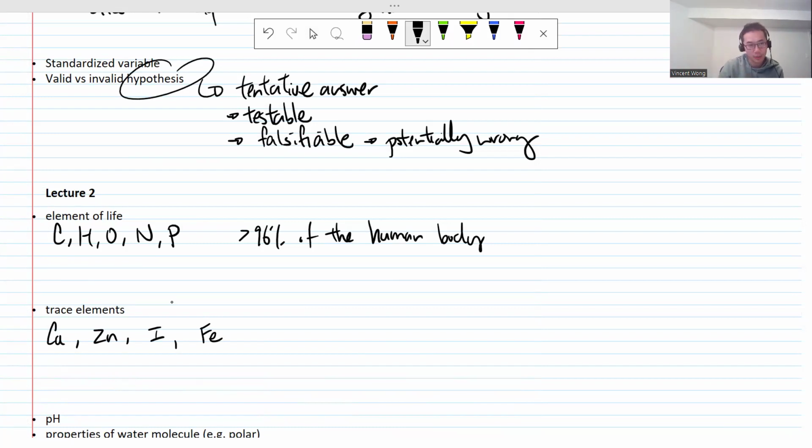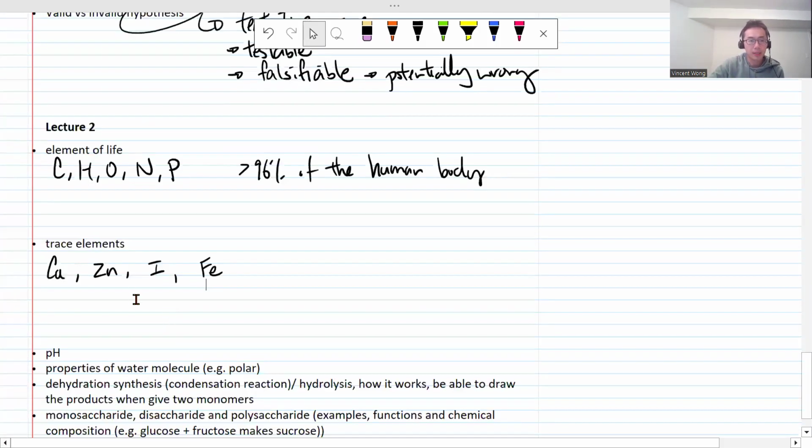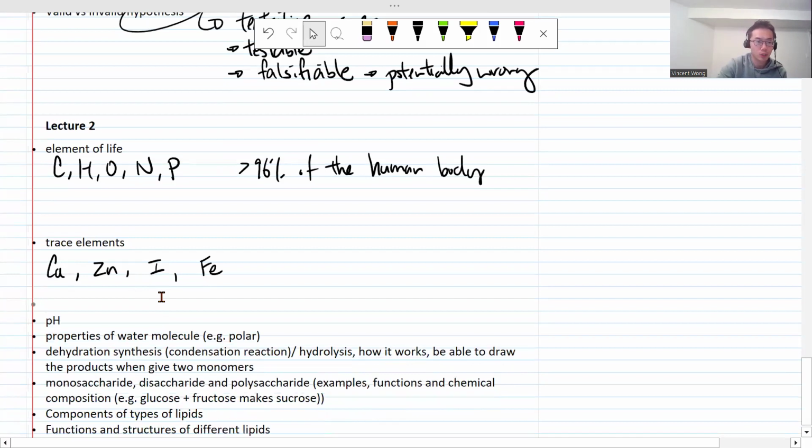But if you don't have enough, that's also a problem. Right? If you don't have enough iron, you might become anemic. If you don't have enough calcium, you might get osteoporosis later on in life, right? So it's all about having the right amount of these things in our diets, right? So that we can maintain normal body functions.